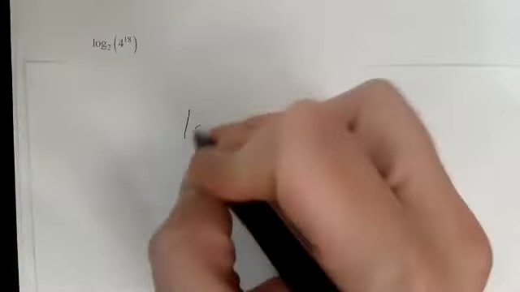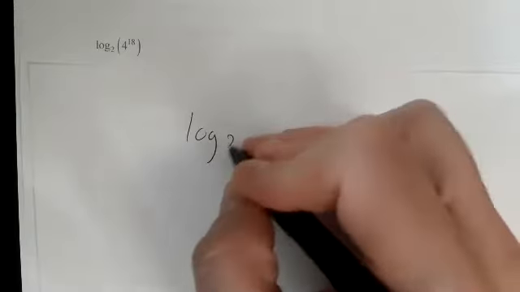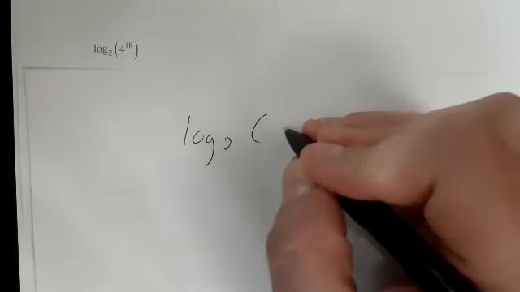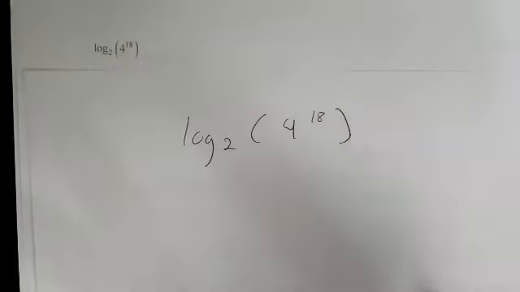You might want to pause and think about this for a minute. What do we have going on here? Log base 2 of 4 to the 18. We have been using this property in one direction, but the beauty of it is that it is an equal sign. And an equal sign is also known as a biconditional because it goes both ways.